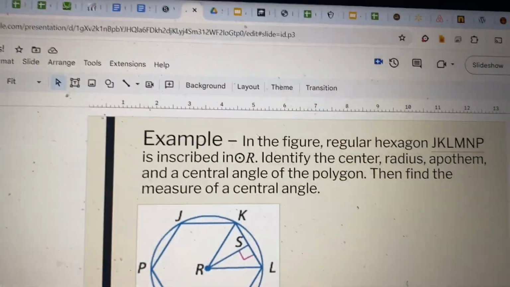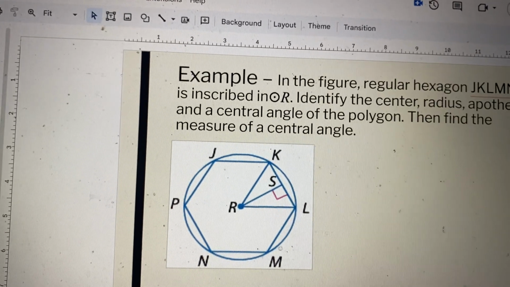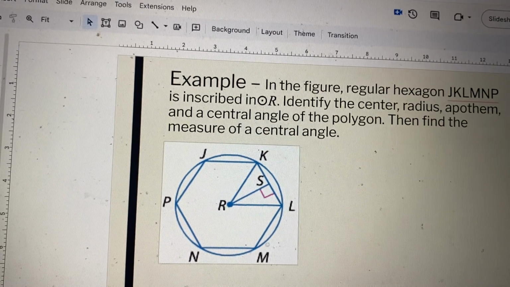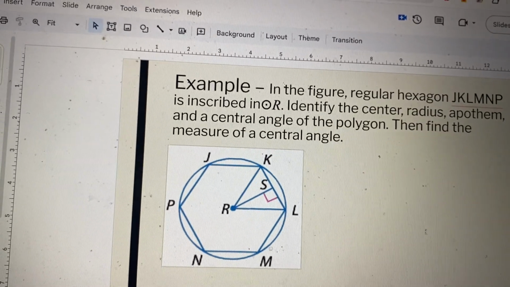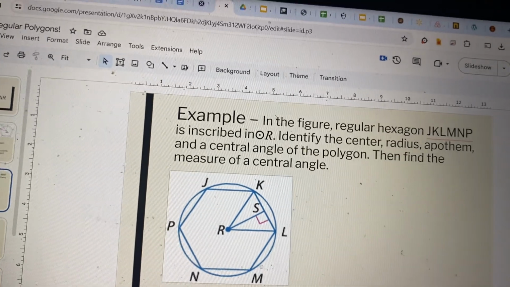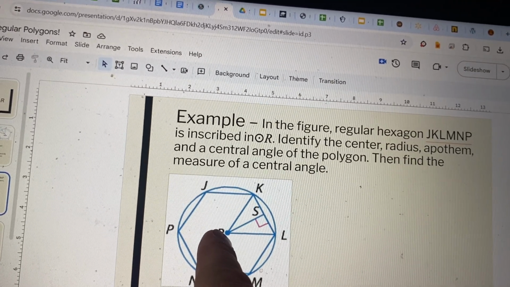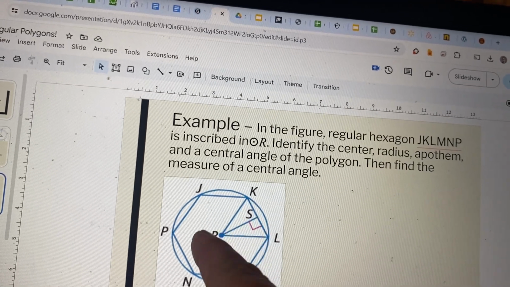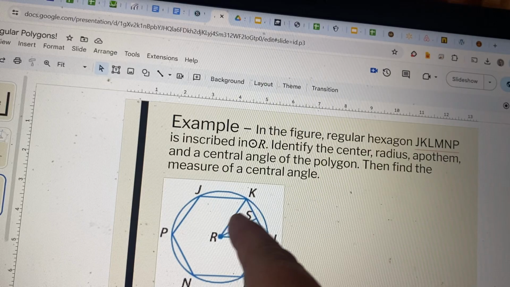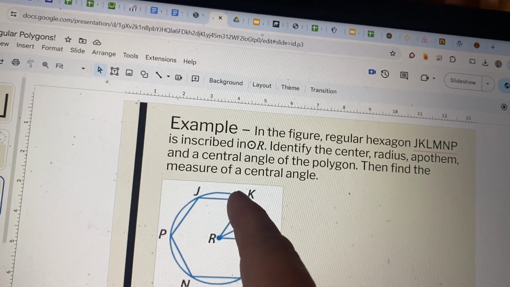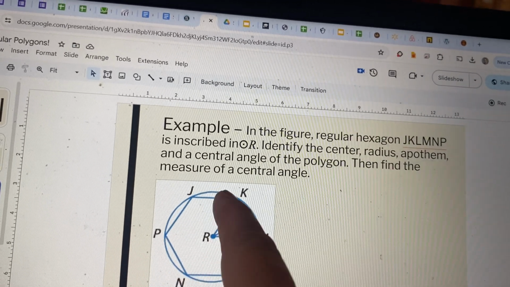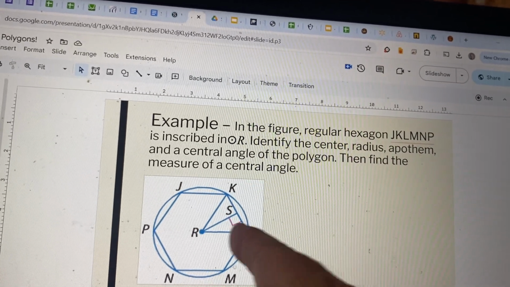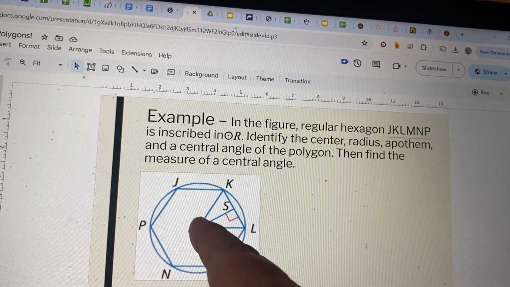On our example here, in the figure regular hexagon JKLMNP is inscribed in circle R. Identify the center, radius, apothem, and a central angle of the polygon. Find the measure of the central angle. So the center is going to be here at R. A radius is going to be either RK or RL, but not RS. RS is the apothem. And you can see the difference. That RK goes all the way out to the edge and touches the circle. It goes to the vertex. The central angle is KRL or LRK, or we could just call it angle R because it's the only one shown here.